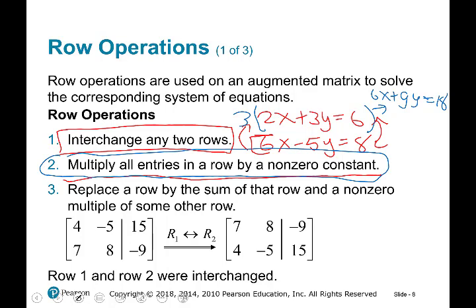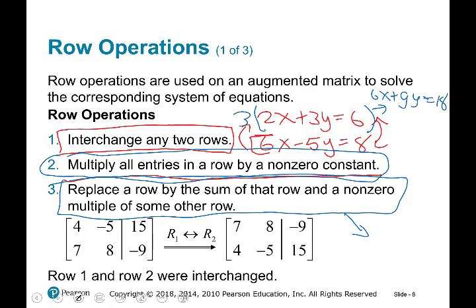Okay, and it says replace a row by the sum of that row, that's number 3, and add a non-zero multiple of some other row. So this is key, right? We're going to be doing this to eliminate variables. That way we can solve the system, right? So we're going to see this in detail later.